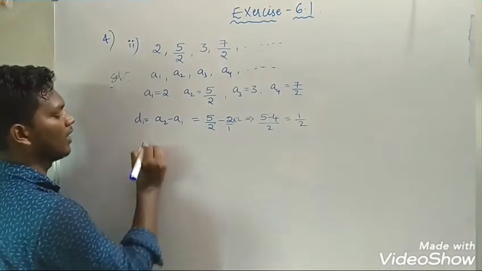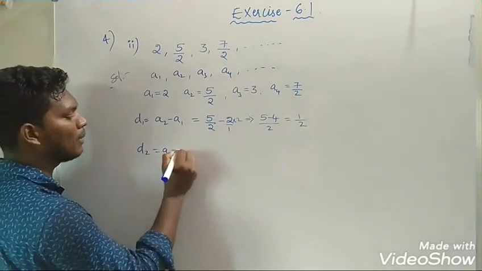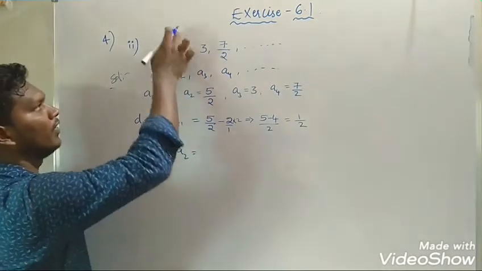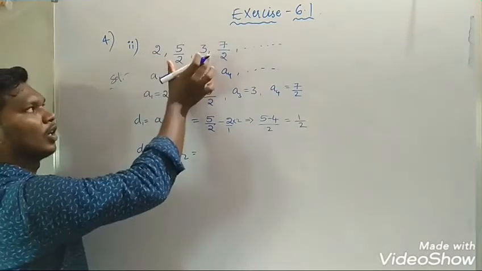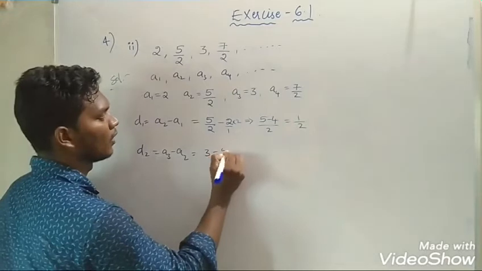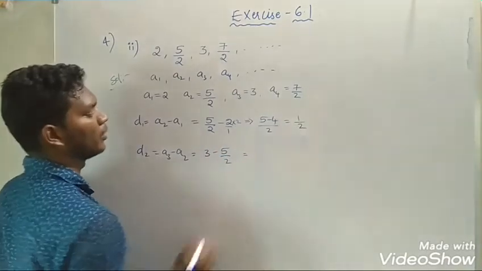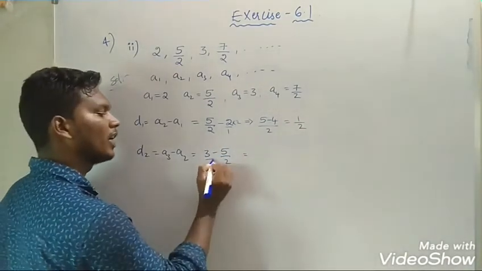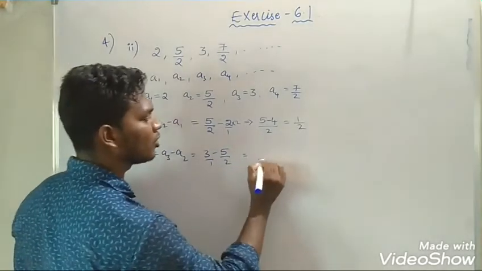Next, for common difference 2, A3 minus A2, right? We have done the common difference for the first two terms. Now for these two, A3 minus A2 means 3 minus 5 by 2. If nothing is there, then the denominator is 1. The LCM of 2 and 1 is 2, right?